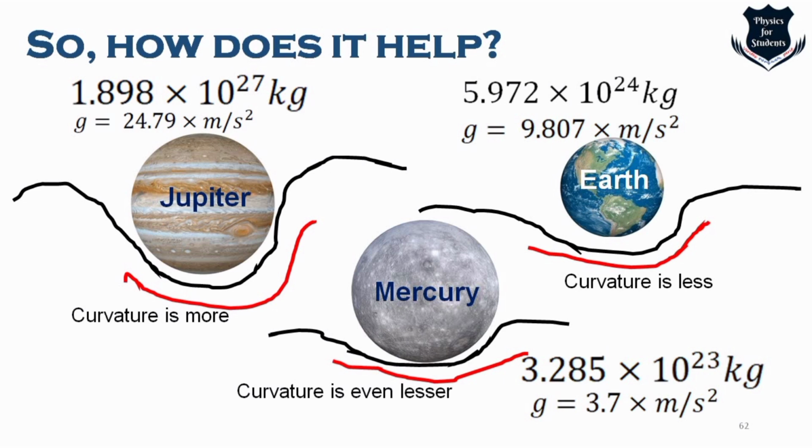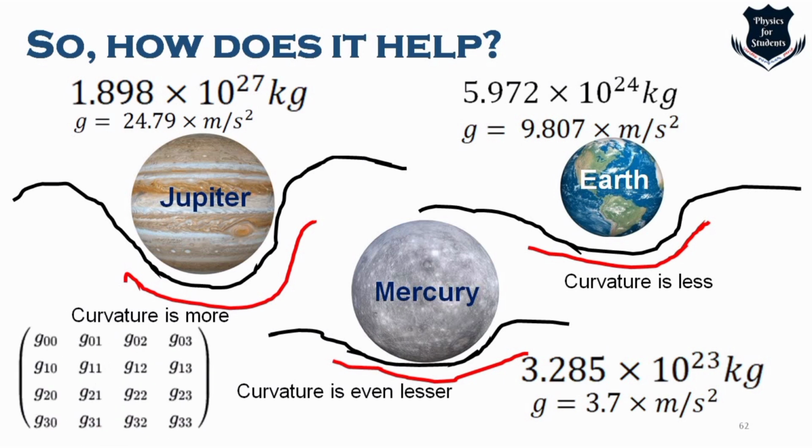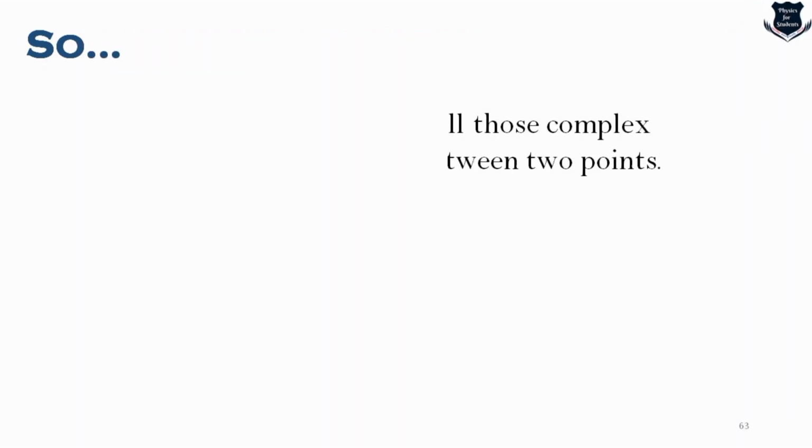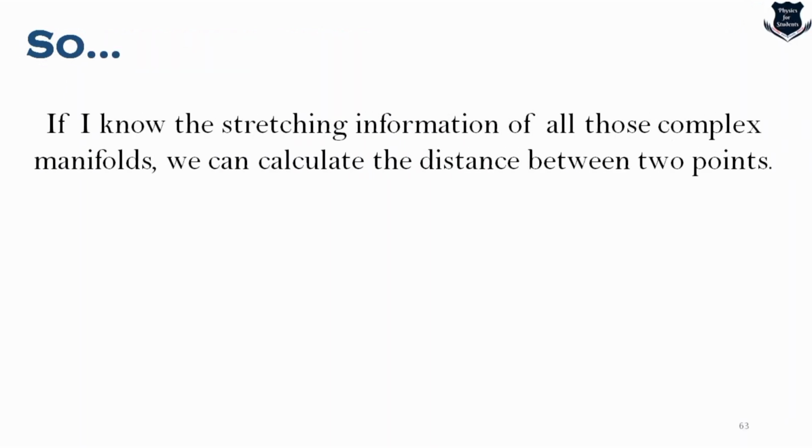So this actually helps us in calculating the curvatures, not only in terms of macro level Earth, Mercury and Jupiter, but on anything which is moving around the space-time manifold. That is the beauty of using tensors. Things remain invariant, yet we can calculate their magnitude. So if I know the stretching information, we can calculate distance between points.